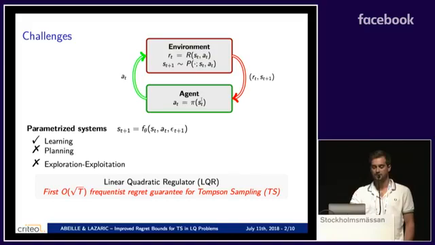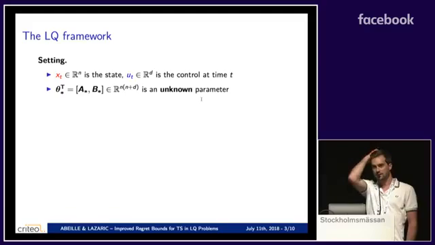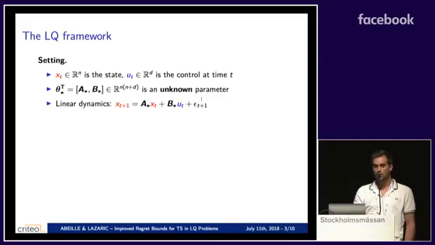Okay, so let's go for more details. In the LQ setting, we have a continuous state x_t, a continuous control u_t, but we impose a lot of structure on the transition model, and basically the next state x_{t+1} is a linear combination of the current state and control and an unknown parameter theta.